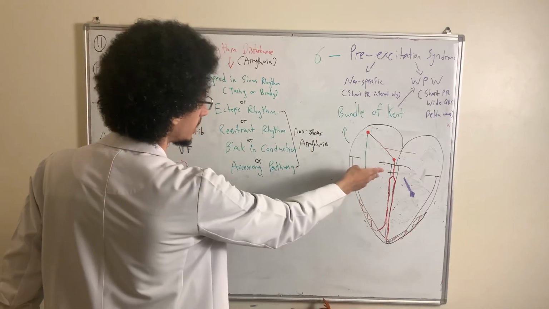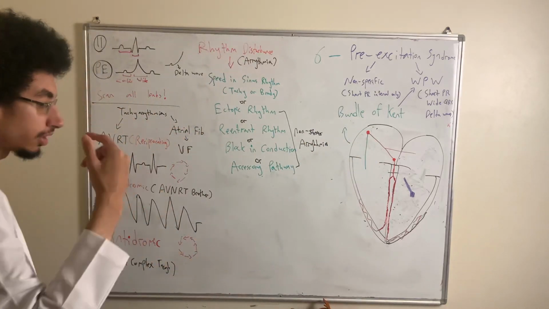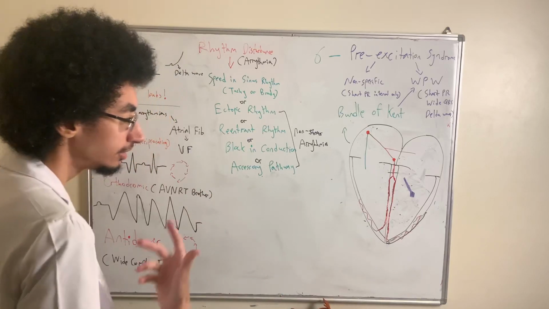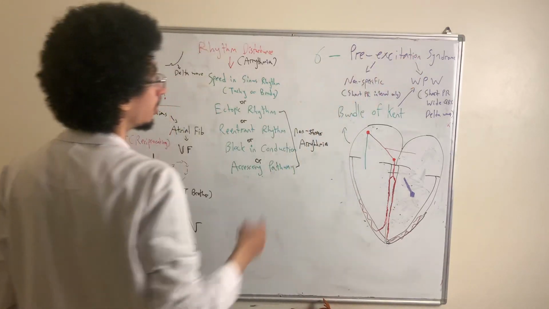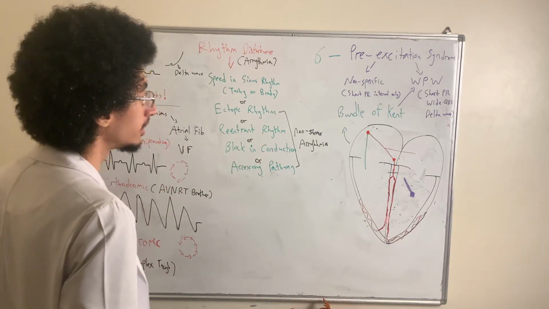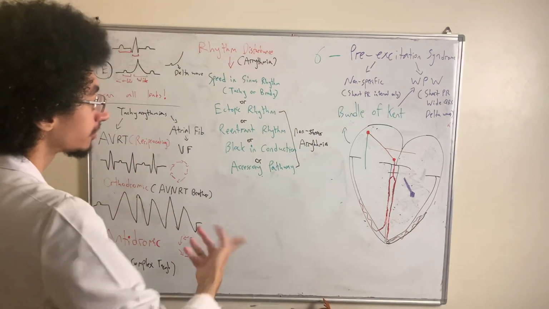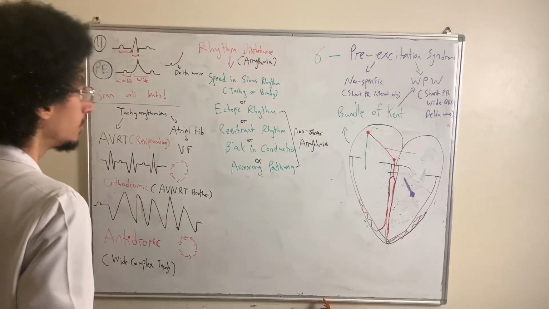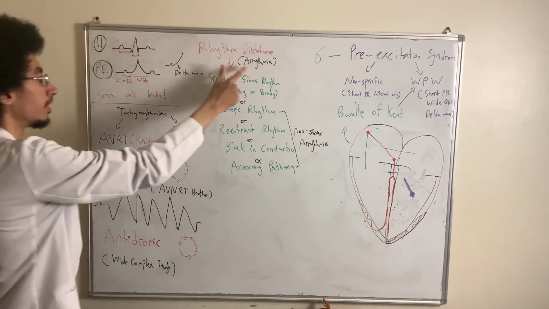In such a case, it can depolarize the right ventricle immediately and cause early, premature depolarization. Hence the term pre-excitation syndrome. Pre as in early. Excitation means depolarization. We cause depolarization before there's even a delay. So in a case of pre-excitation syndrome, it can cause a disturbance in the rhythm, an arrhythmia.